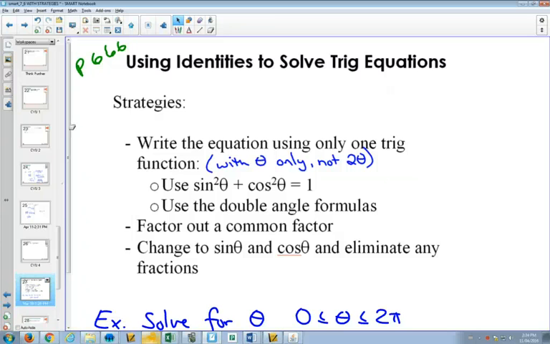Yeah, write this down. Sometimes you need to use your identities in solving equations. So the question we just did before was a proving question. Now we're going to do some solving questions where we have to use our trig identities.